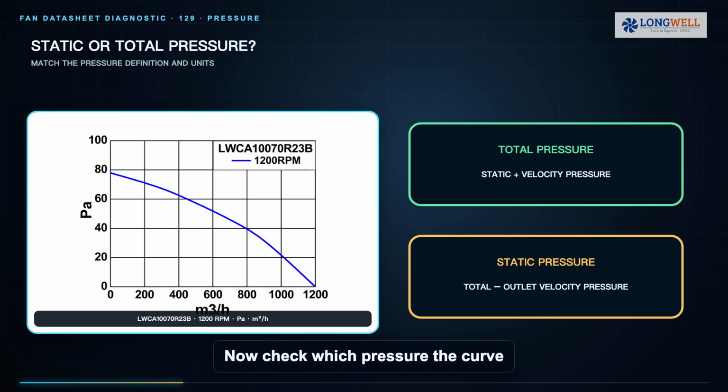Now check which pressure the curve uses. Fan static pressure excludes outlet velocity pressure, fan total pressure includes it. Either can be valid, but the required system pressure and the selected fan curve must use compatible definitions. Also verify axis units and whether the curve shows one speed or several. In the Longwell curve example on screen, the model, speed, pascals, and cubic meters per hour stay visible because removing that context would turn a real result into a misleading generic promise.